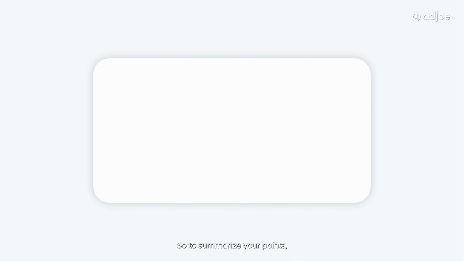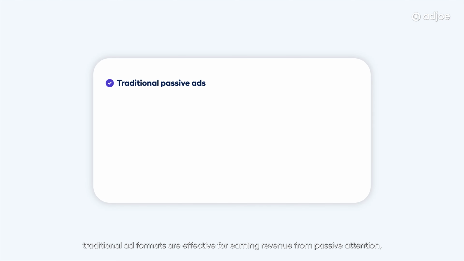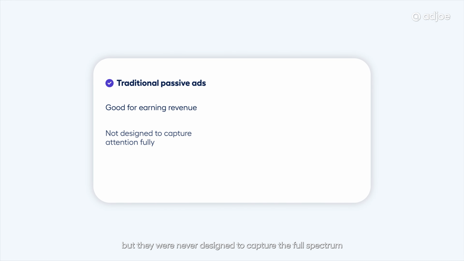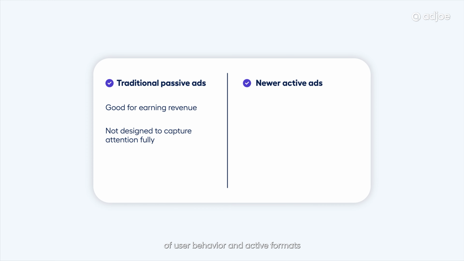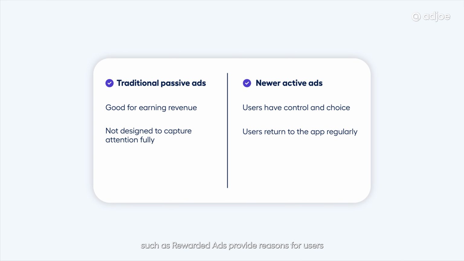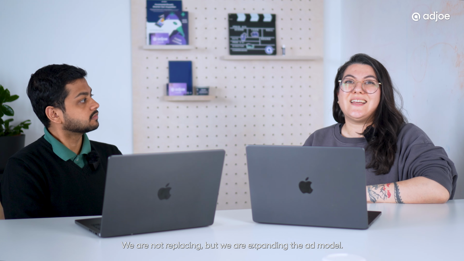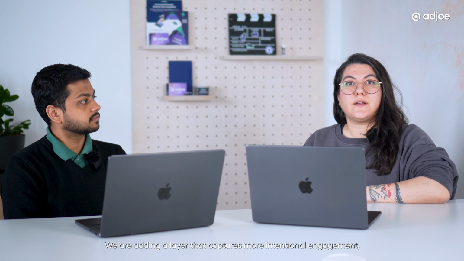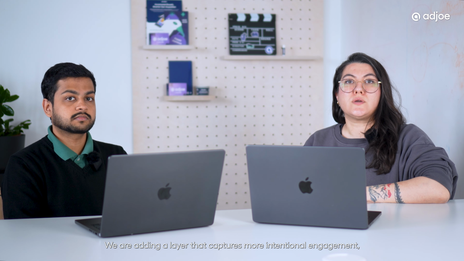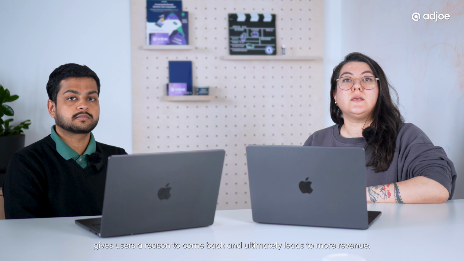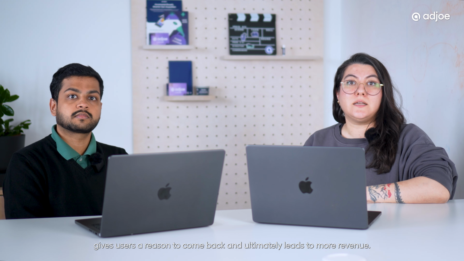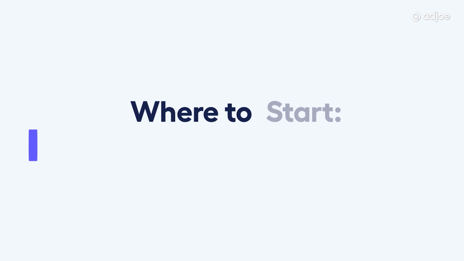So to summarize your points, traditional ad formats are effective for earning revenue from passive attention, but they were never designed to capture the full spectrum of user behavior. And active formats, such as rewarded ads, provide reasons for users to return to the app, which helps the app in the long run. We are not replacing, but we are expanding the ad model. We are adding a layer that captures more intentional engagement, gives users a reason to come back, and ultimately leads to more revenue.